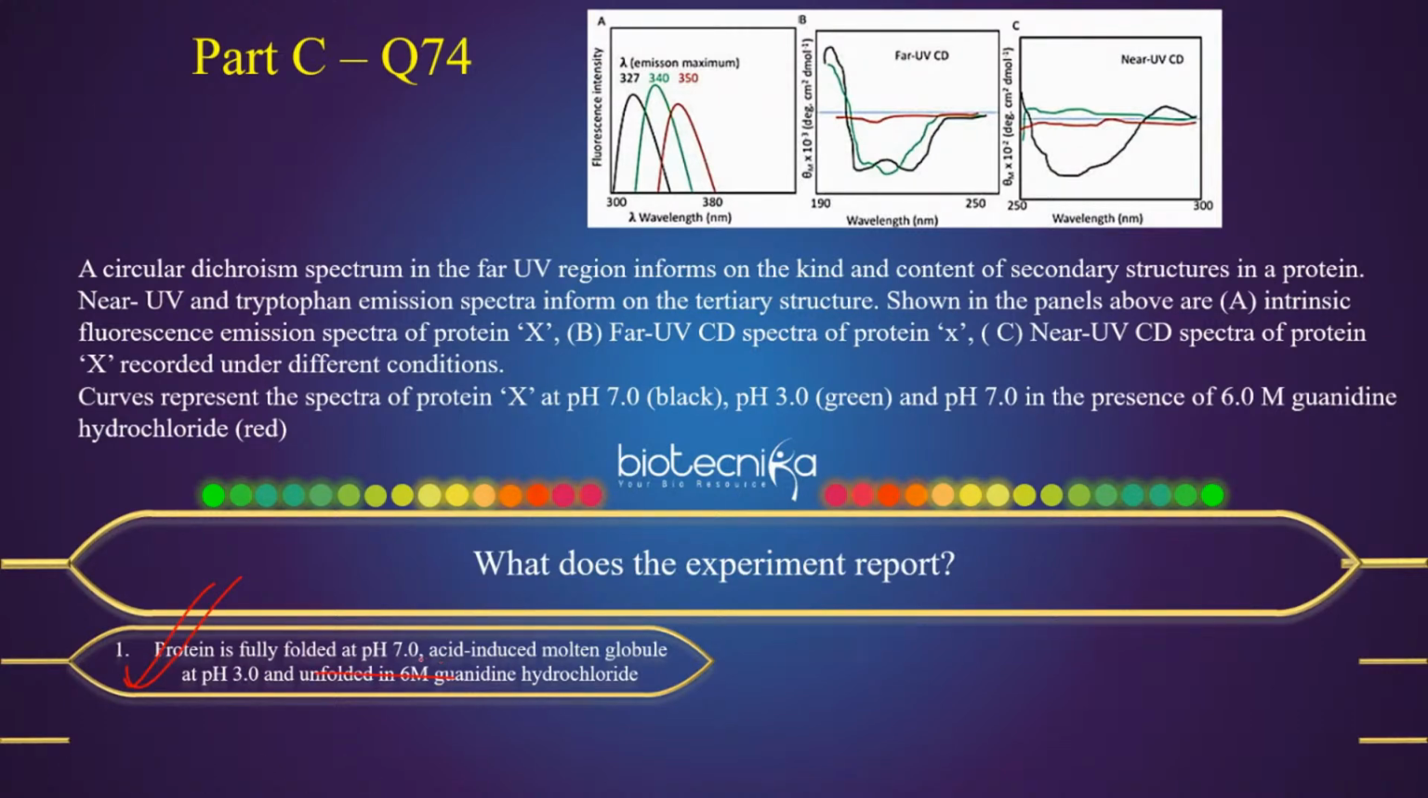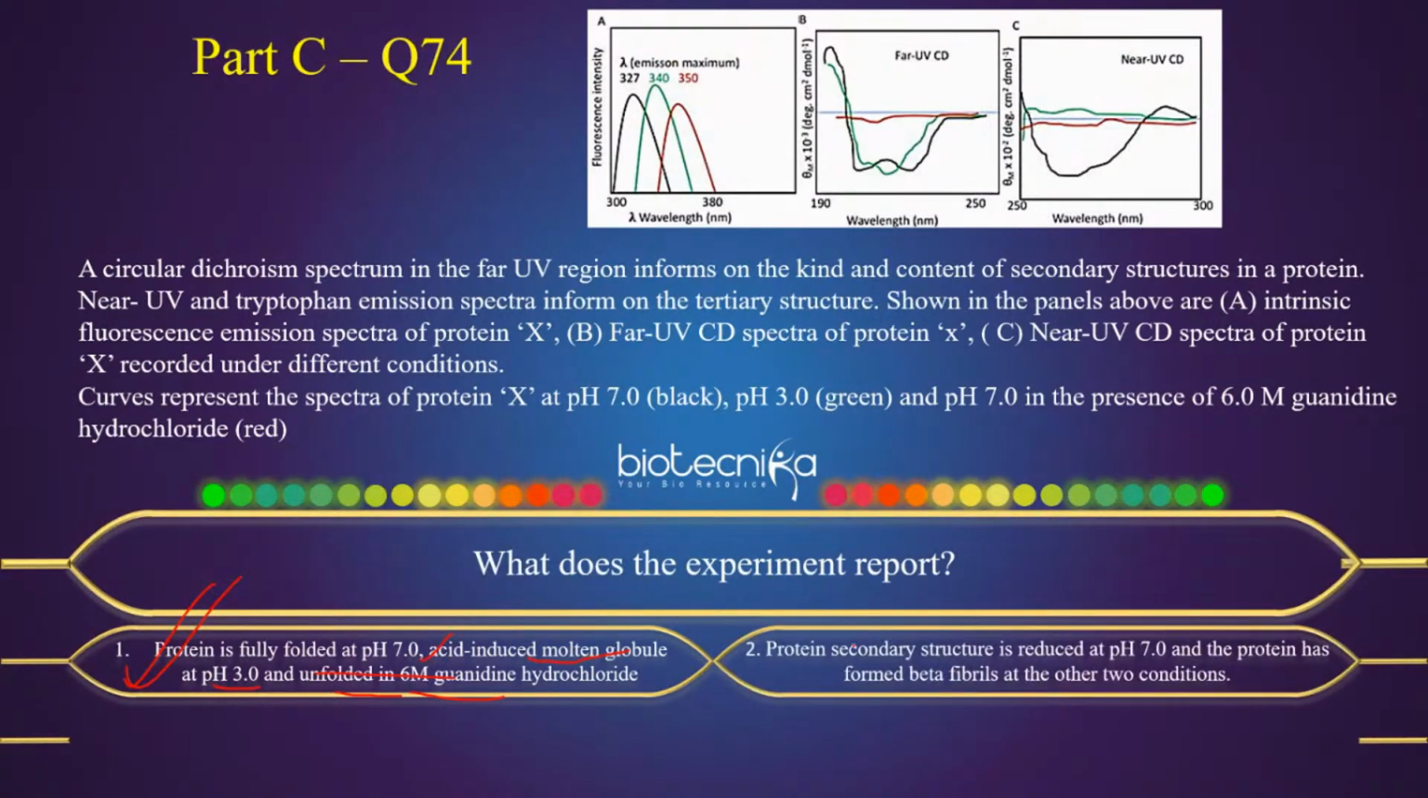Protein is fully folded at pH 7, acid induced molten globule at pH 3, and unfolded in 6 molar guanidine hydrochloride. Okay. So these are all not correct, because see, if protein structure is reduced at pH 7 and the protein has formed beta fibril at the other two conditions, you would have seen some changes here. The green line, you would have seen some changes. Since you don't see any, this won't be the correct answer.